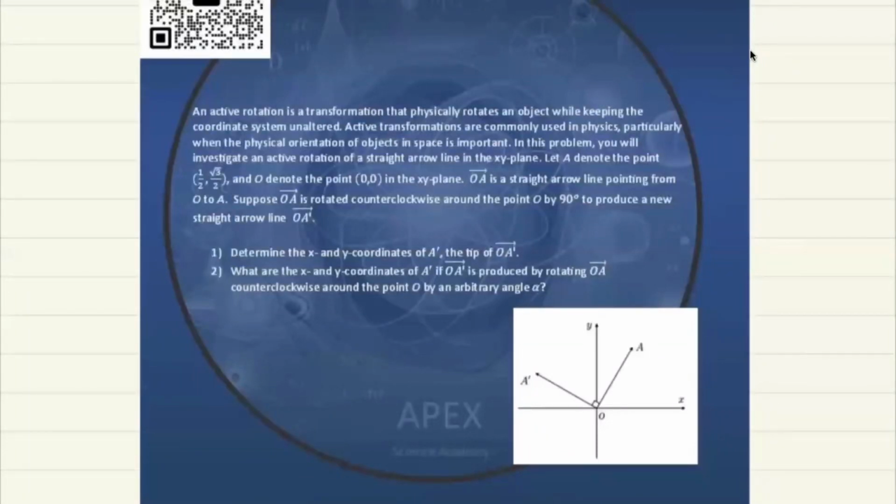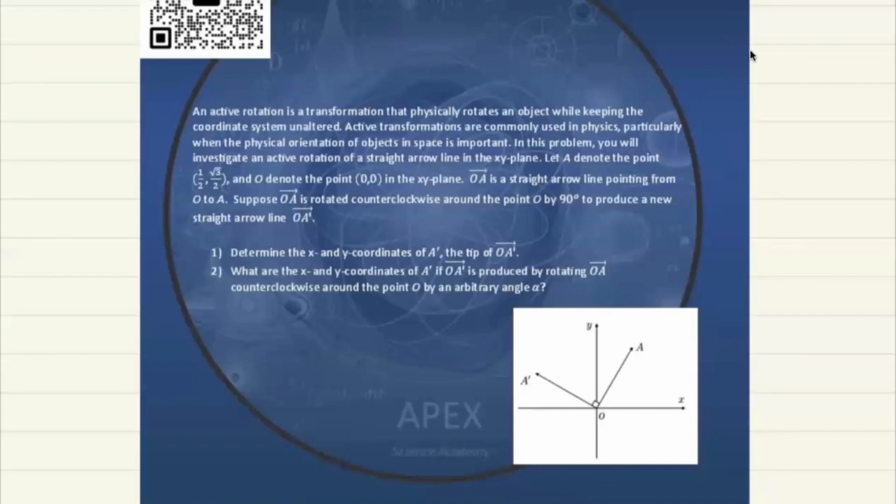In this video, I will go over the active rotation problem we posted last week. To solve this problem, you need to be familiar with two things in trigonometry. One, the definitions of sine and cosine functions. Two, the sum identities of sine and cosine functions. Now let's look at the problem together.